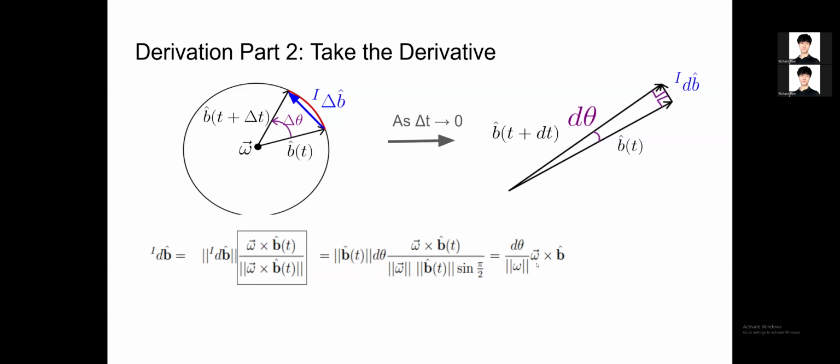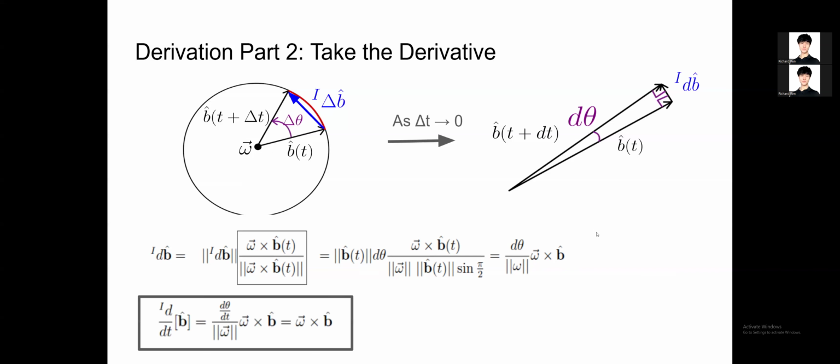Now, all we have to do is use engineering math, the kind of math that infuriates every mathematician. We can, quote unquote, divide both sides by dt. And since d theta over dt is just the magnitude of omega, this term cancels out. And we find that the inertial frame derivative of a unit basis vector of frame B is just the angular velocity of B relative to I cross that unit basis vector.